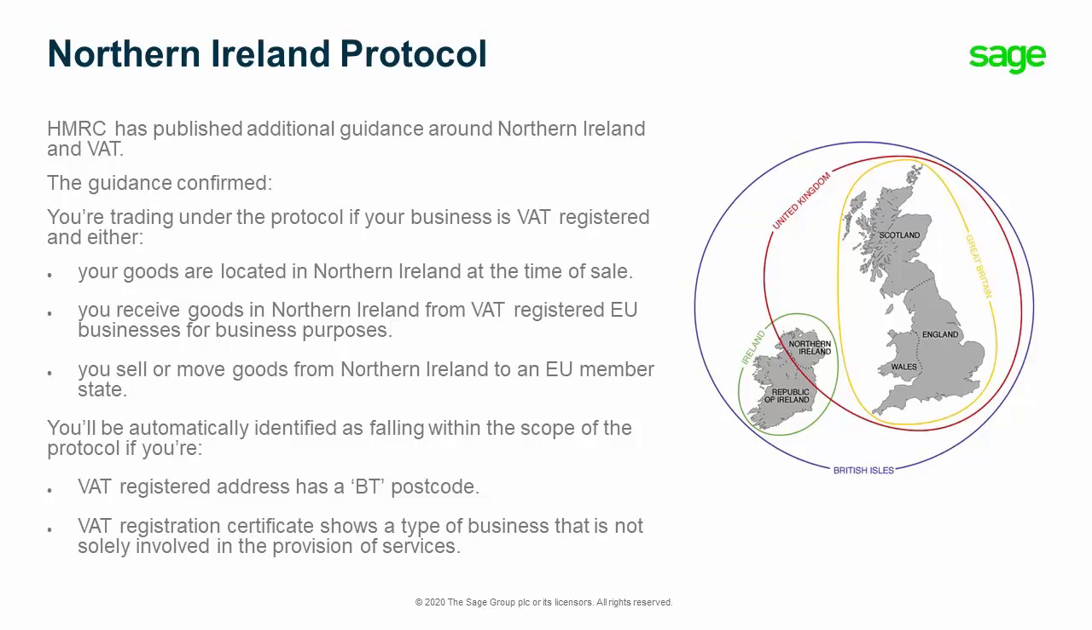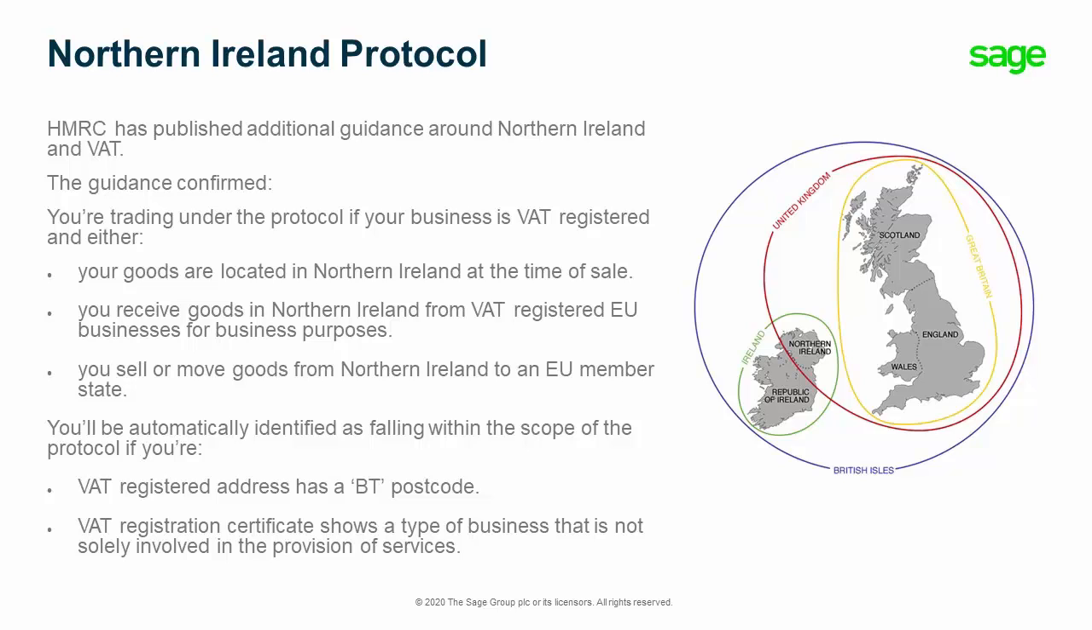The guidance confirmed that you're trading under the protocol if your business is VAT registered, and either your goods are located in Northern Ireland at the time of sale, you receive goods in Northern Ireland from VAT-registered EU businesses for business purposes, or you sell or move goods from Northern Ireland to an EU member state.